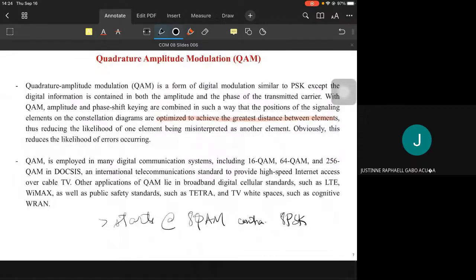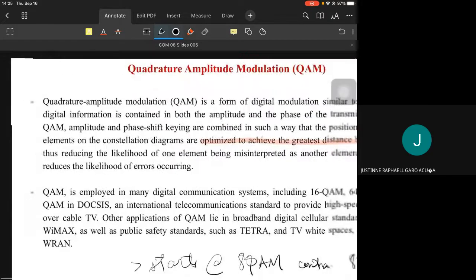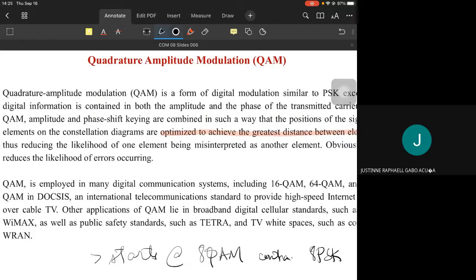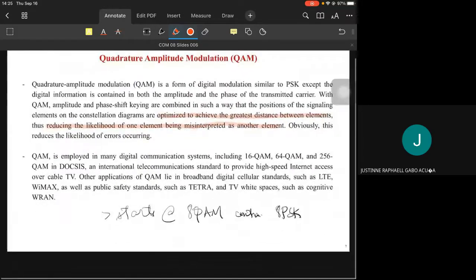Based on this statement, even before studying QAM, we already know that 8 QAM is advantageous compared to 8 PSK in the distance between elements, thus reducing the likelihood of one element being misinterpreted as another. Based on my illustration in the constellation diagram, I hope you get the picture of why this is possible. A greater distance reduces the possibility of errors. Obviously, this reduces the likelihood of errors occurring.